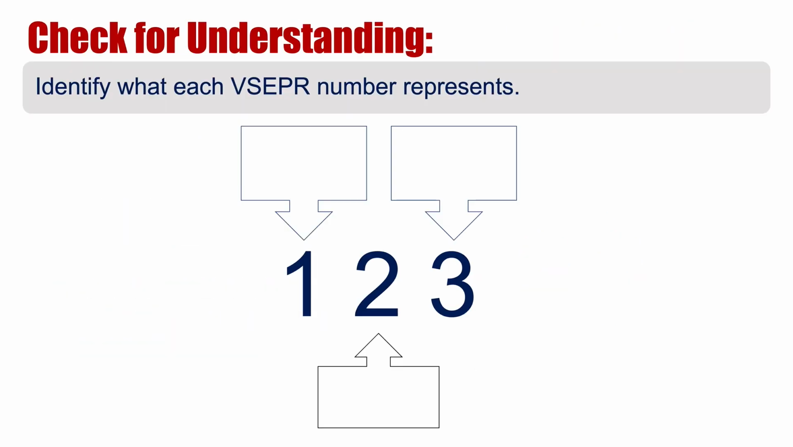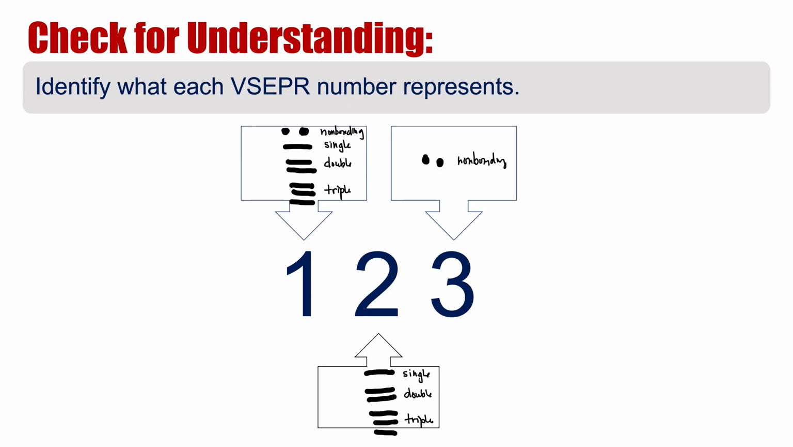All right, so what I want you to do is go through and identify what each number represents. So remember that first one is the total number of electron domains. So non-bonding pairs, single bonds, double bonds, triple bonds around that central atom. The second digit is going to be the number of single, double, and triple bonds. And then finally, that third one is just the number of non-bonding pairs around the central atom.